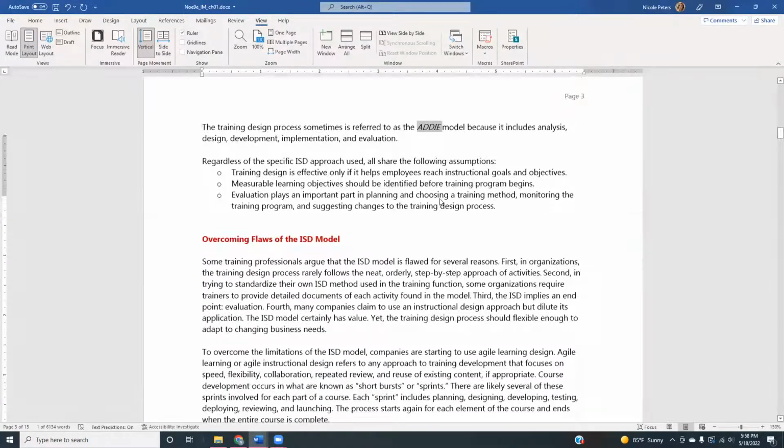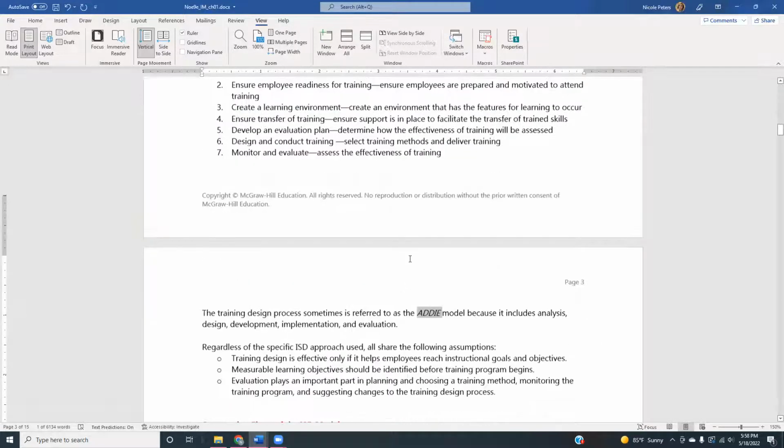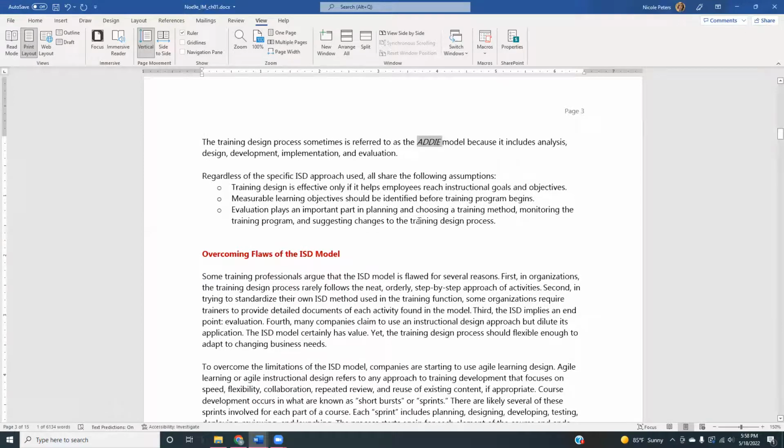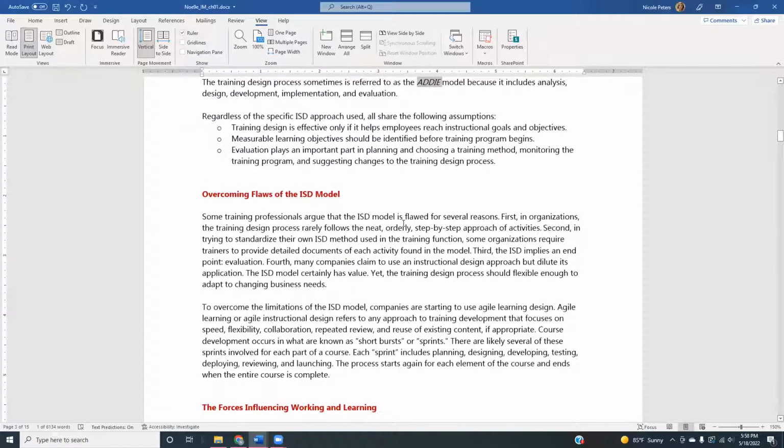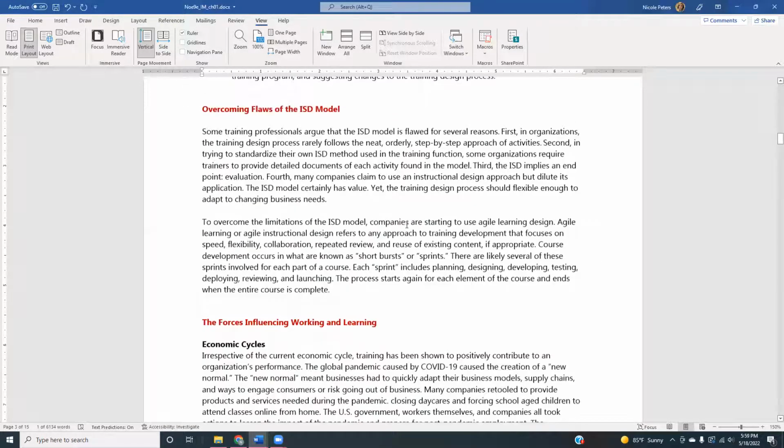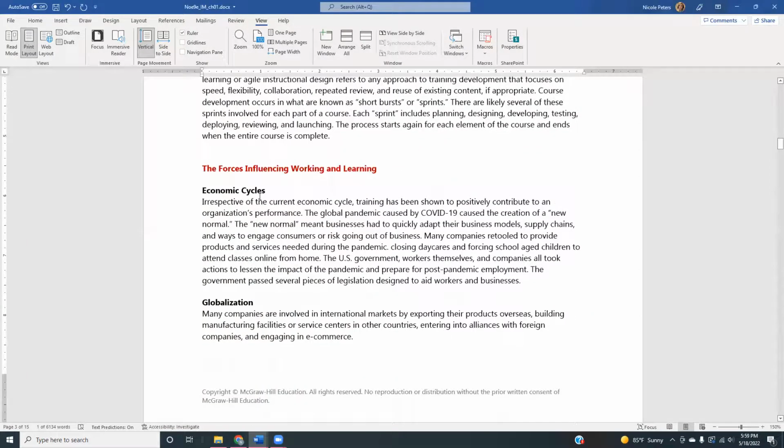Once you have an introduction to ISD and ADDIE, you will then move into overcoming the flaws of the ISD model because nothing's perfect. There's always some flaws, right? And then you'll also learn about the different forces influencing working and learning. Now, if you've taken a Business 110 class, I think hopefully by now we've all taken that 110 class, you might remember all the way back in module 1. I teach that class, and so I happen to know.